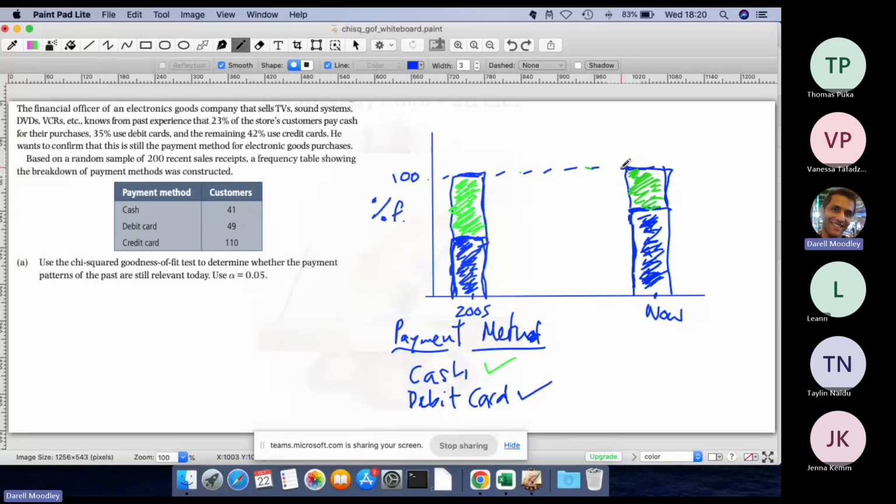And you can see that the percentage of people that pay by cash now is quite different. So what we're saying is that the distribution of payment methods has changed. And you can see this visually. Like you can see there's a significant difference just by looking at it by eye.